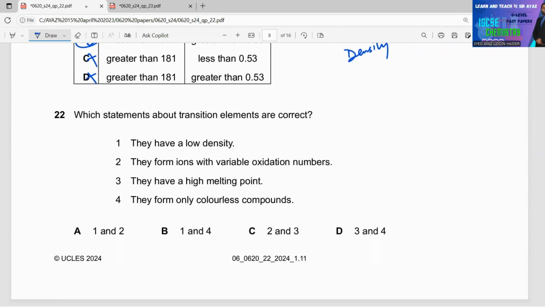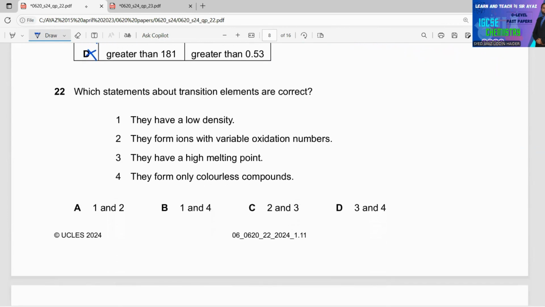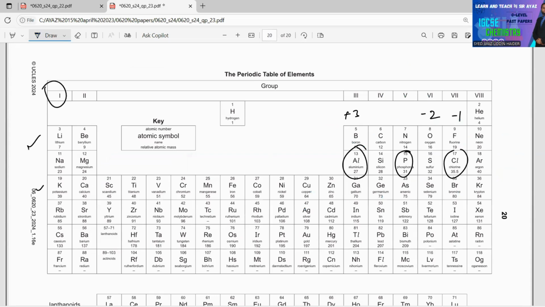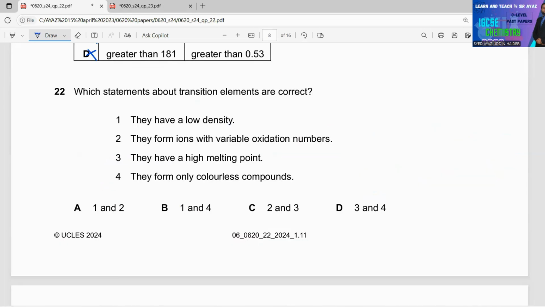22. Which statements about transition elements are correct? Here we are having transition elements. We recall some typical properties of transition elements. They have high density. They don't have low density. So statement one is incorrect. If one is incorrect, both A and B are incorrect. Either C is correct or D is correct. What about number 2? They form ions with variable oxidation numbers. This is correct. So C must be the right answer. D can't be the right answer in this case.